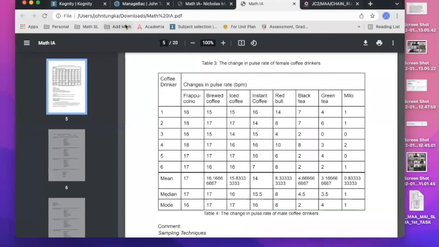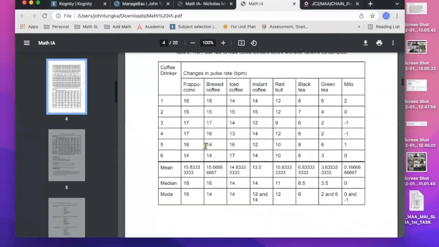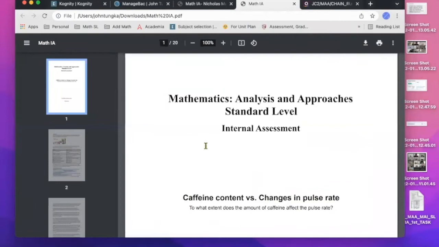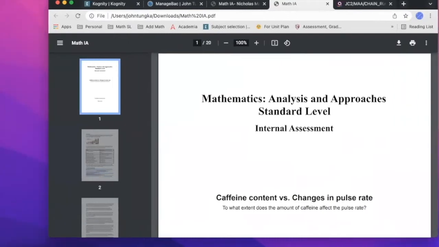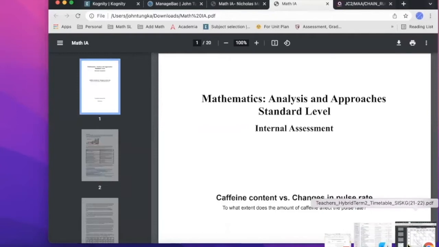Okay, this is your IA, is that correct? Yes, sir. Your question was how to improve your IA. Okay, I've seen your IA, although not really in detail. Right. Let's just go step by step.